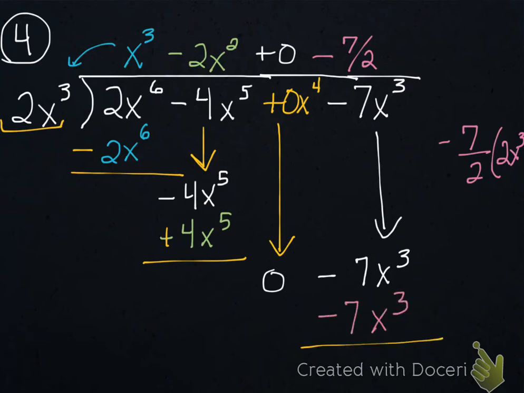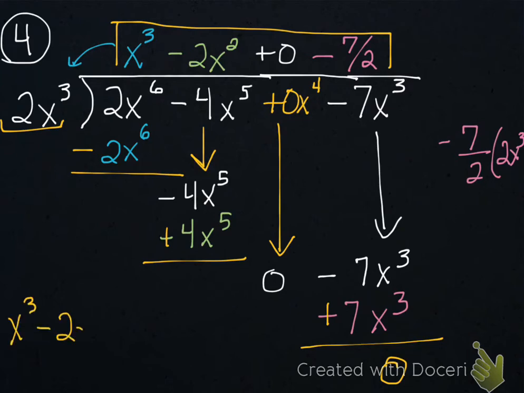Yes, I know it's a fraction. Draw your line, change the sign. The two numbers now cancel, and you've got a 0 remainder. So my quotient would be x cubed minus 2x squared minus 7/2. Let's write that out without the 0. X cubed minus 2x squared minus 7/2.